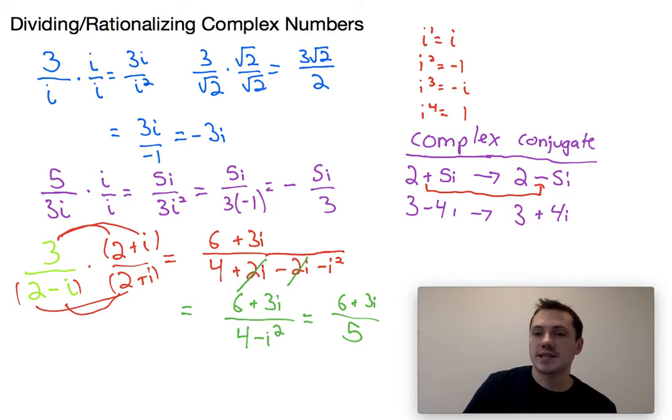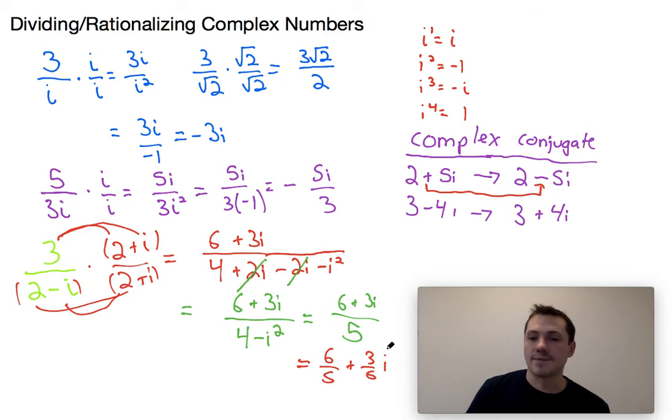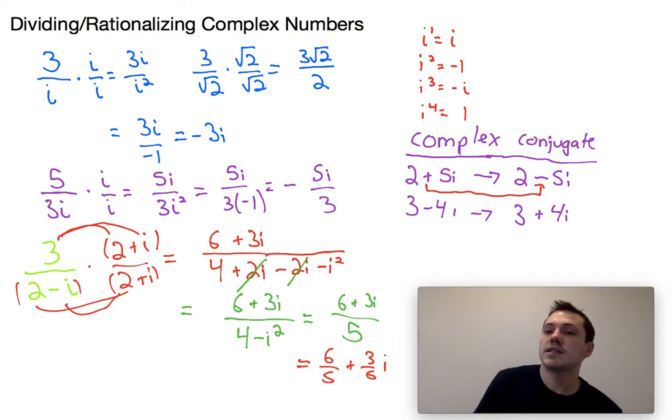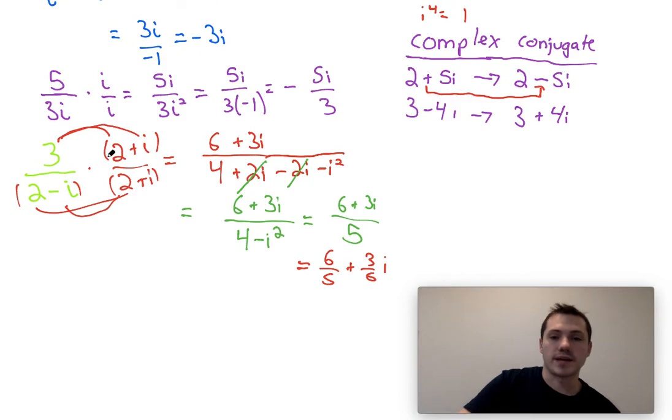Now, if we wanted to put this in standard form, we could just separate out the 6 over 5 and the 3 over 5i. And this would be standard form. This is probably what the answer choice would be on the SAT or the ACT. Let's just go ahead and do one more example. Go ahead and write another one right here.